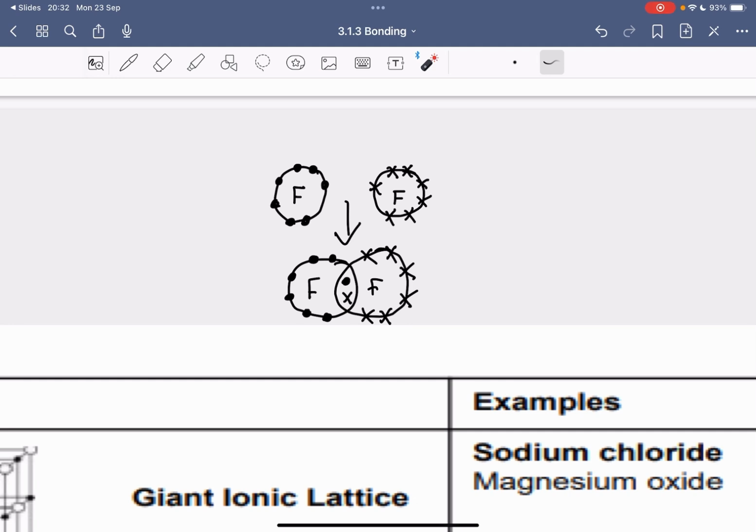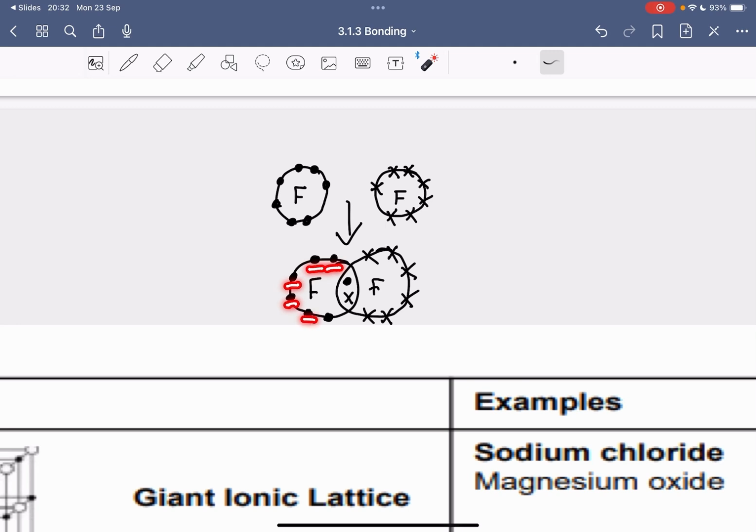And the reason why this makes the atom gain a full outer shell is that if we count the electrons on this atom here, this fluorine, then we have 1, 2, 3, 4, 5, 6, 7, 8. Okay, so now we have 8 electrons, so this shell is complete. And if we count the electrons here, we have 1, 2, 3, 4, 5, 6, 7, 8. Okay, so that shell's complete now as well. So this electron here comes from this atom, and this electron here comes from this atom.